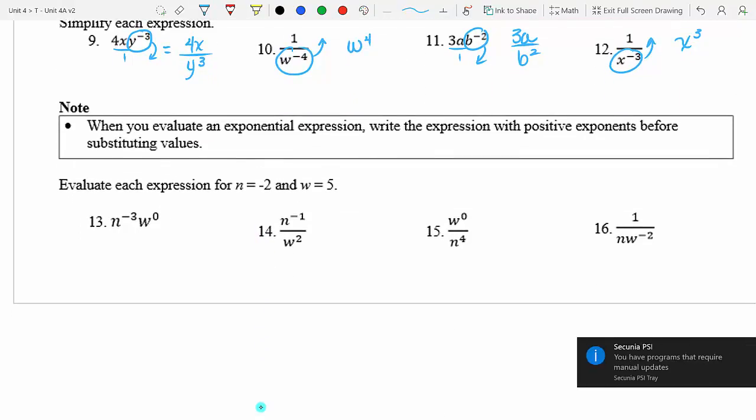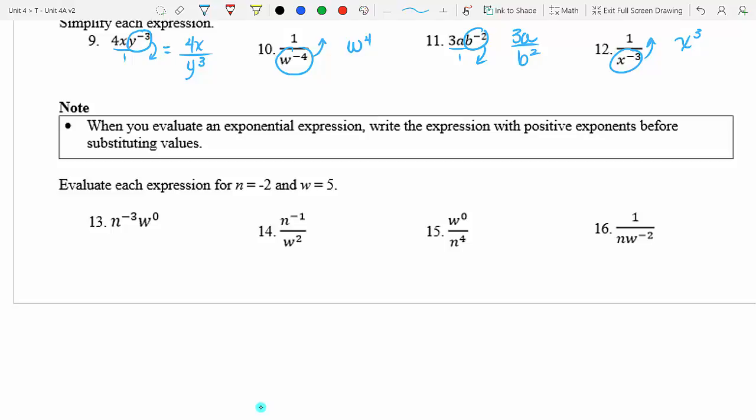So, last little bit before we're done, it says when you evaluate an exponential expression, write the expression with the positive exponents before substituting values, which means that you don't do this. You don't say, oh, look, here's an n and a w, here's what n's equal to, here's what w is equal to. This is directly in your book, in your homework. Do not do this. Do not plug it in and put negative 2 raised to the negative third power. Do not do that. Okay? Do not do that.